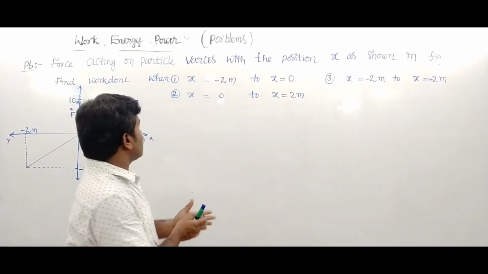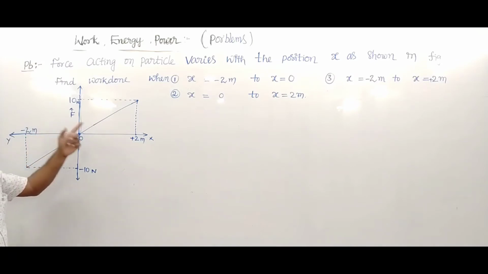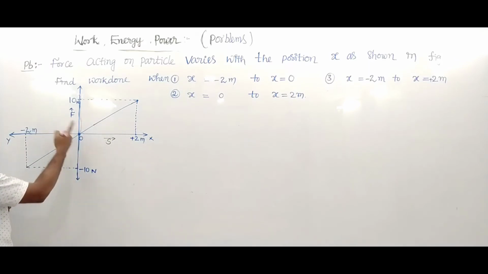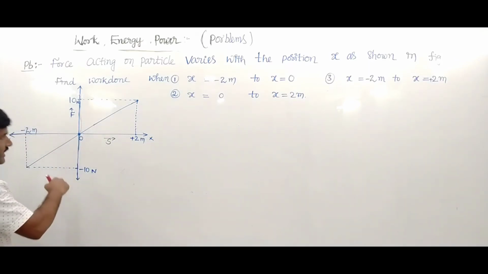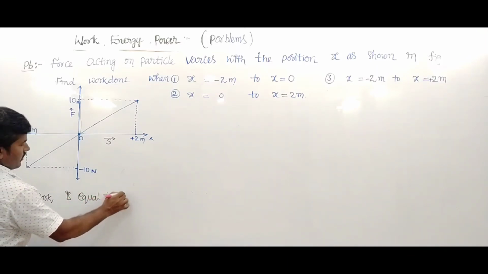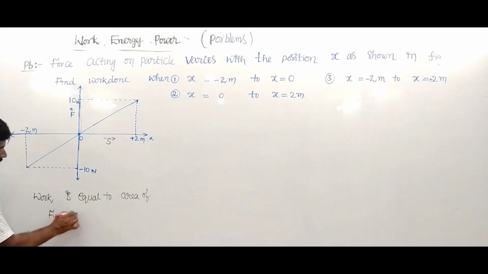This is related to the graph. You know that the area between force and displacement, the area of the force and displacement graph, indicates work. So displacement is on one axis and force on the other. Work is equal to the area of the F-s graph.